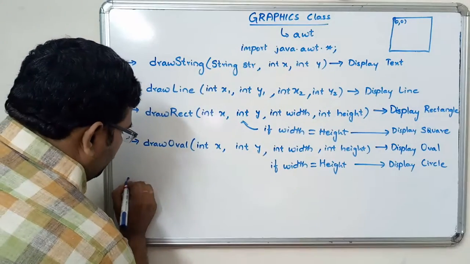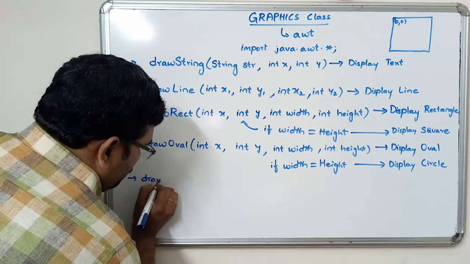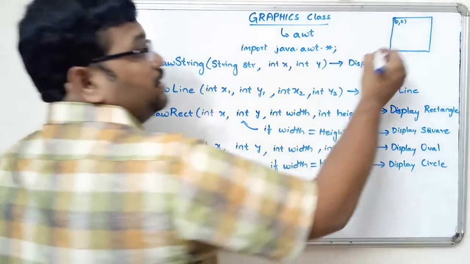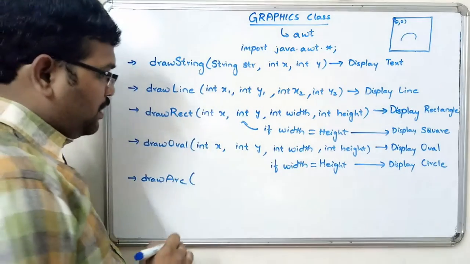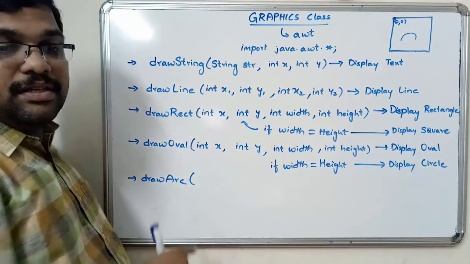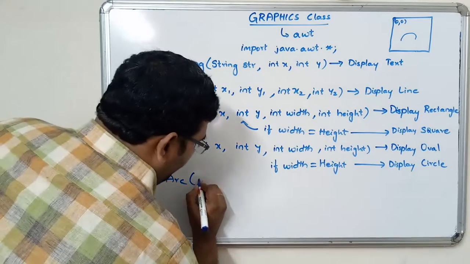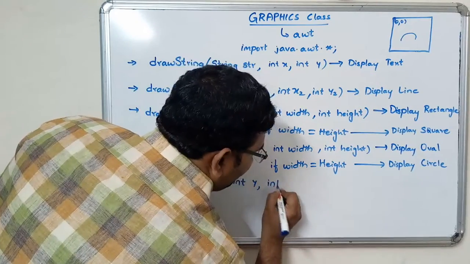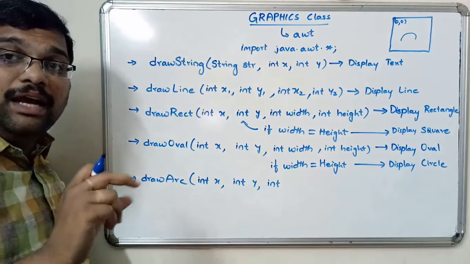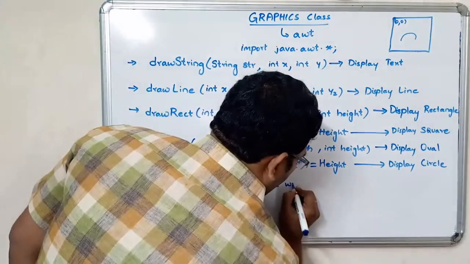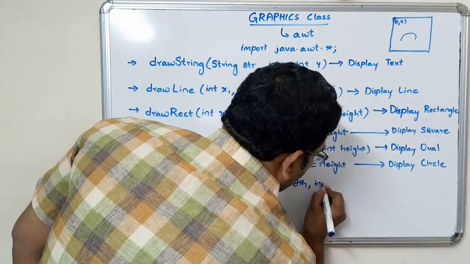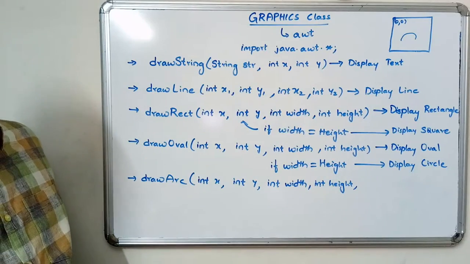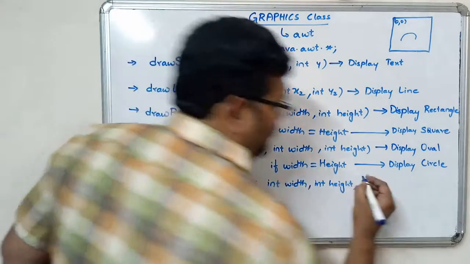Right. Next, draw arc. We know that arc, right? So this is an arc. Here also the first two parameters are x and y, so where it should be starting, and the next two parameters are width and height, so how much width it should be, how much height it should be. It will take two more parameters, that is start angle and arc angle.